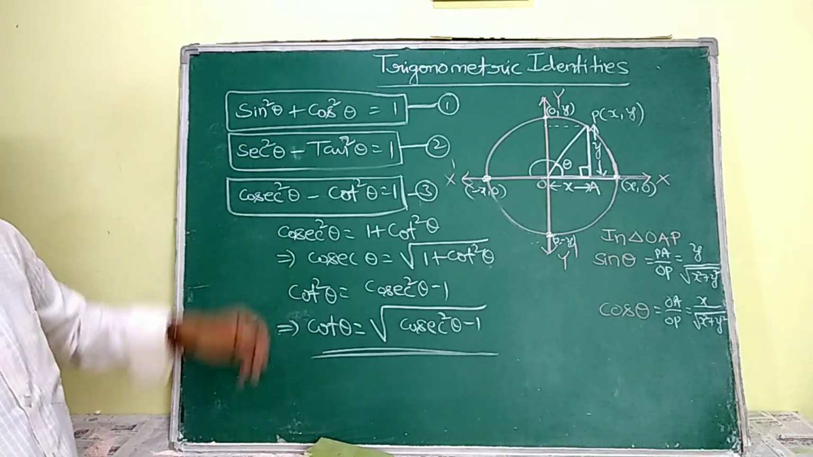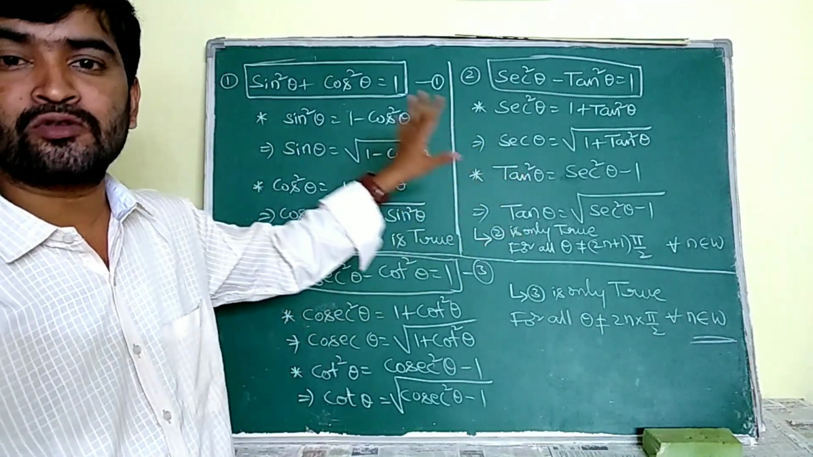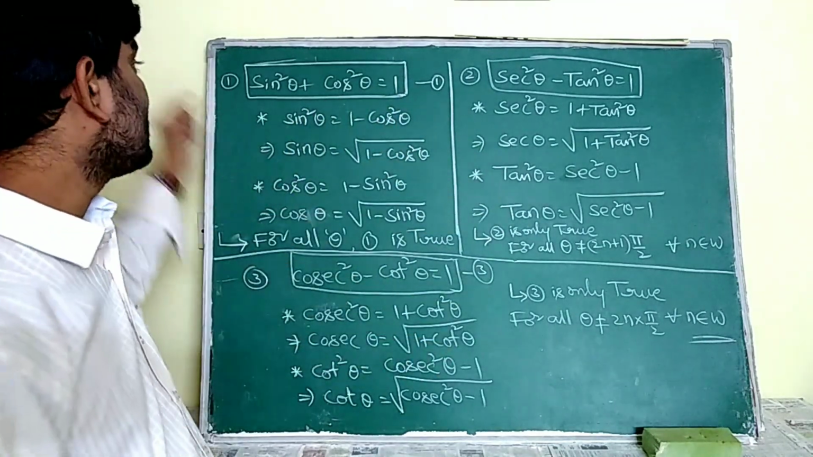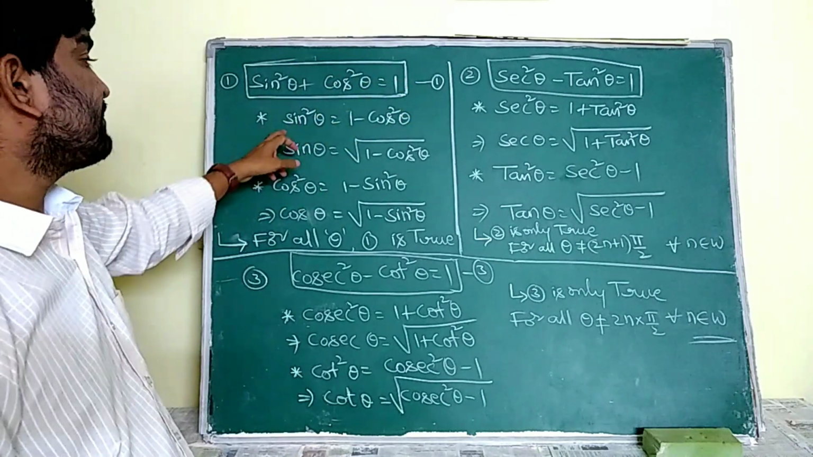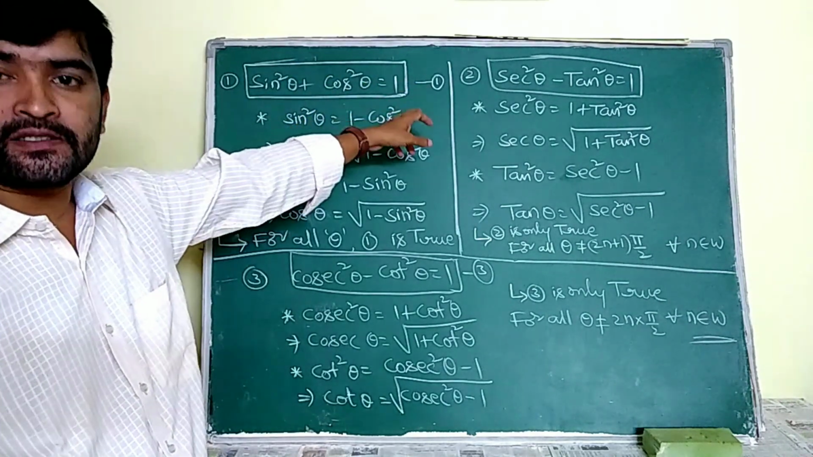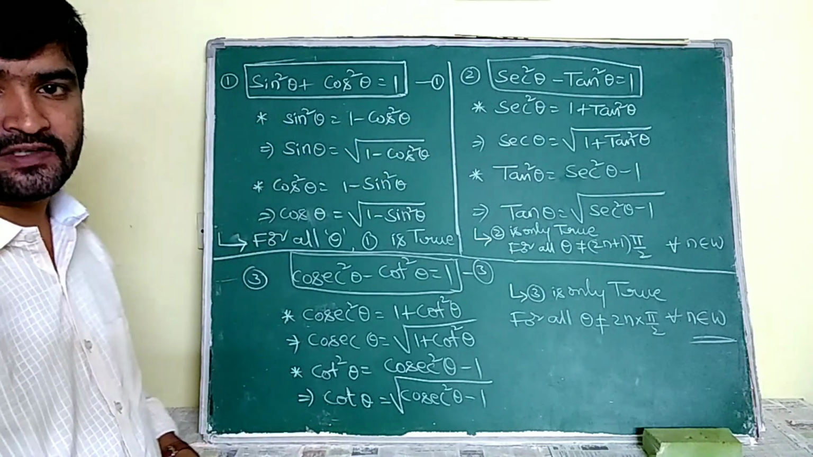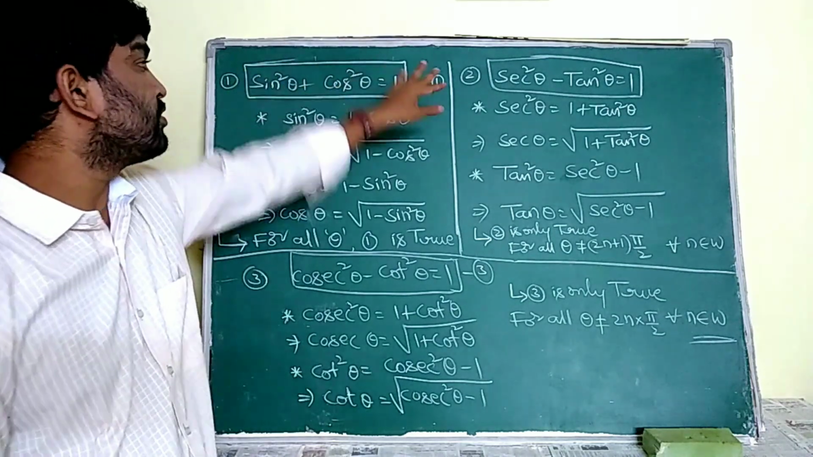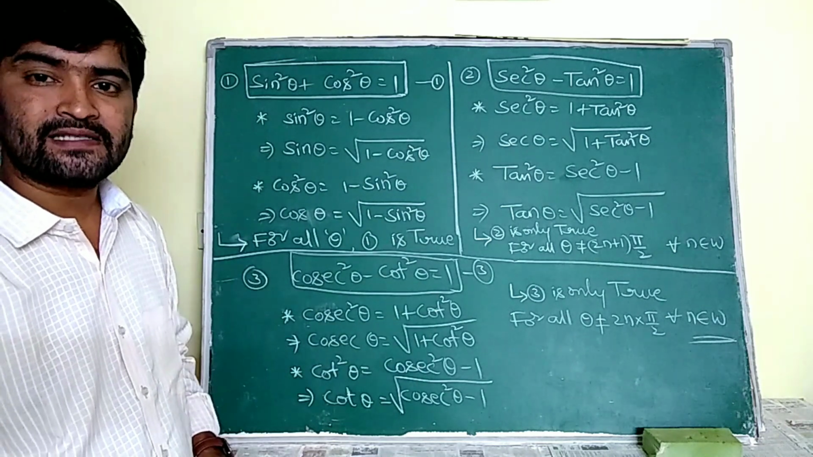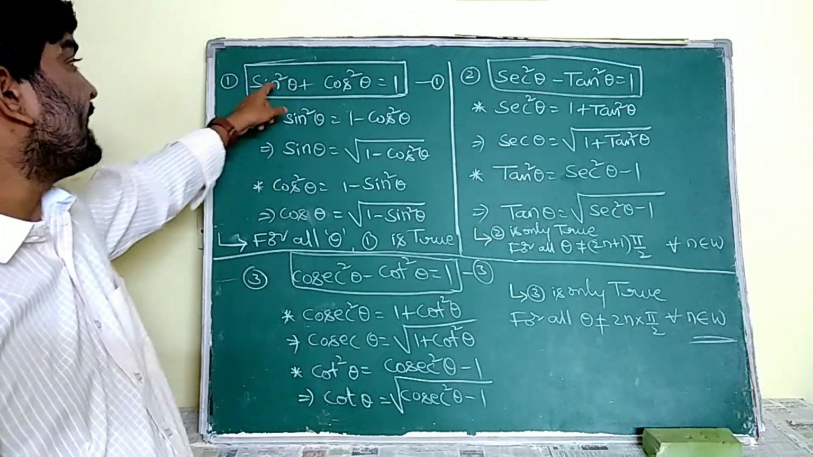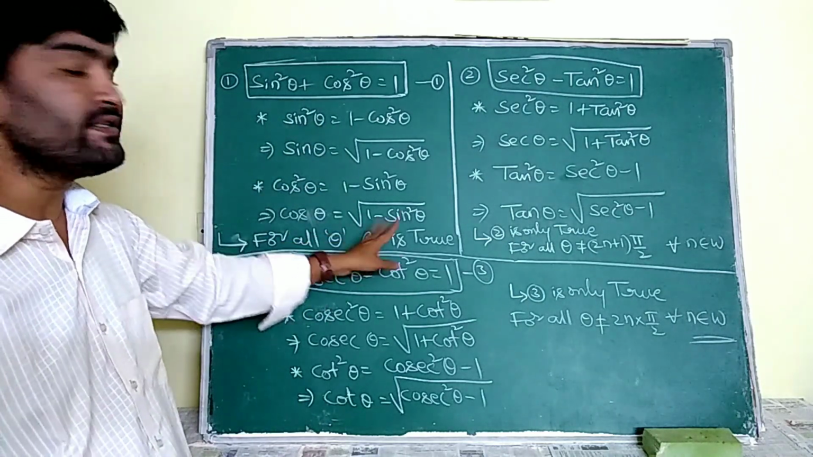So these three identities are very, very important. We discussed all these three identities. Once more, let us discuss everything briefly. Identity 1, sin square theta plus cos square theta is equal to 1. By that we find sin square theta is equal to 1 minus cos square theta, and by this sin theta is equal to root over 1 minus cos square theta. Similarly, cos square theta is equal to 1 minus sin square theta, and cos theta is equal to root over 1 minus sin square theta. And we know that this identity 1 is true for all the values of theta. That is why identity 1 is true for all theta.